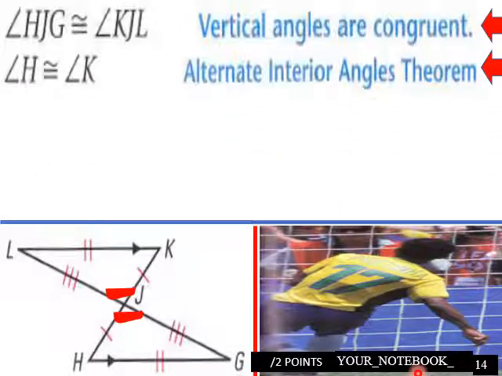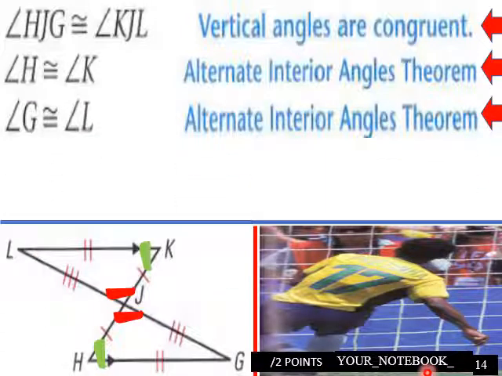So angle HJG is congruent to KJL. Those two angles are congruent, vertical angles. Angle H is congruent to angle K, so angle H and angle K. Angle G is congruent to angle L. Alternate interior angles, alternate interior angles.